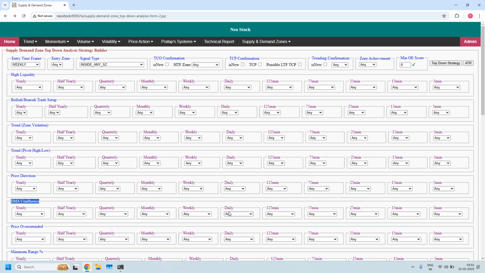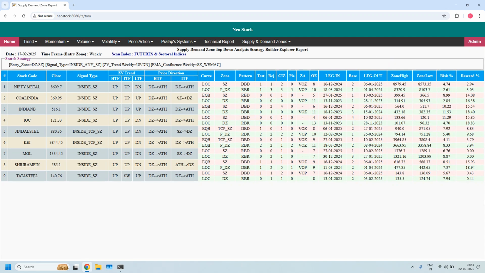So in the EMA confluence at weekly time frame, I am selecting the filter weekly supply zone having weekly EMA confluence, and also trend on the weekly time frame should not be sideways. So it can be up or down. With these filters, from 21 stocks, the list has come down to 9 stocks. In all these 9 stocks, these weekly supply zones are having weekly EMA confluence. And also current price closed in the weekly supply zone. Okay, this is about price closed inside weekly supply zones.